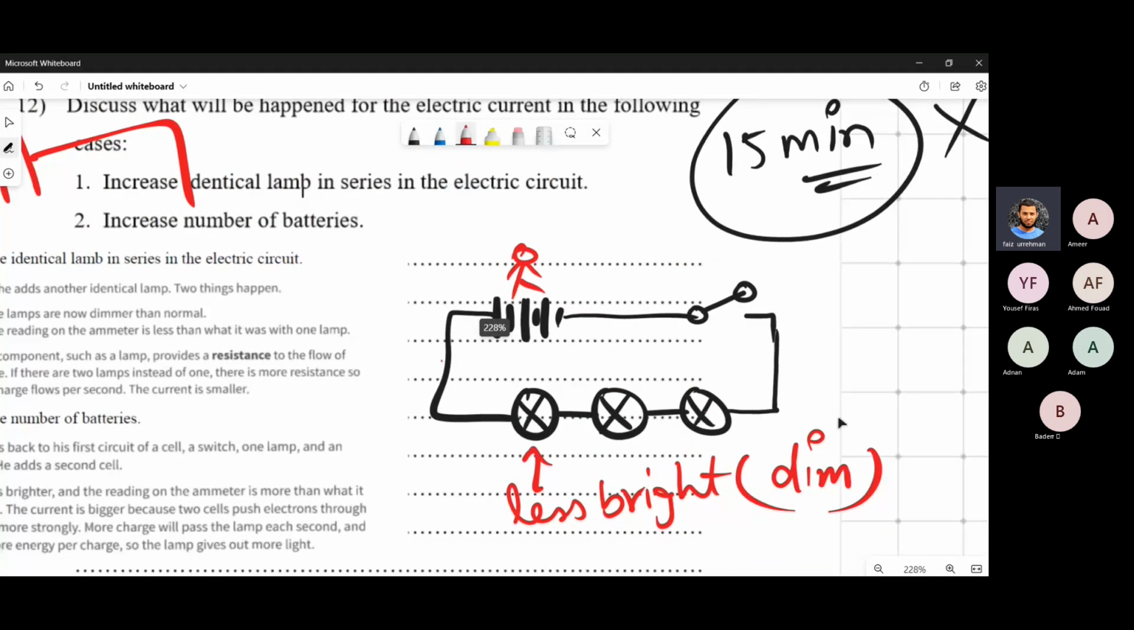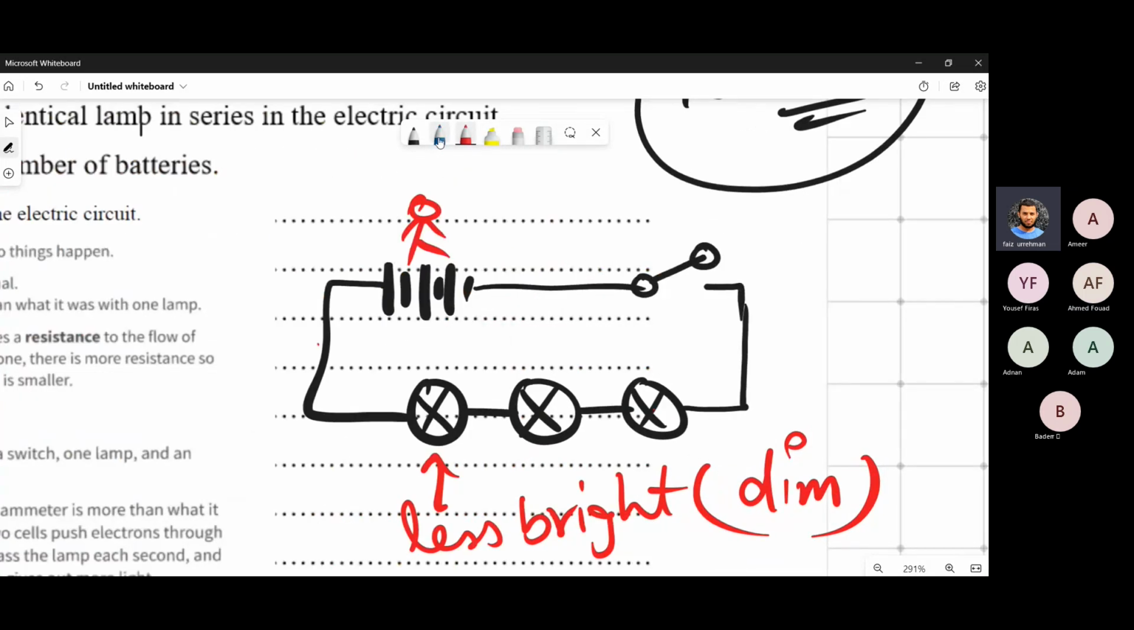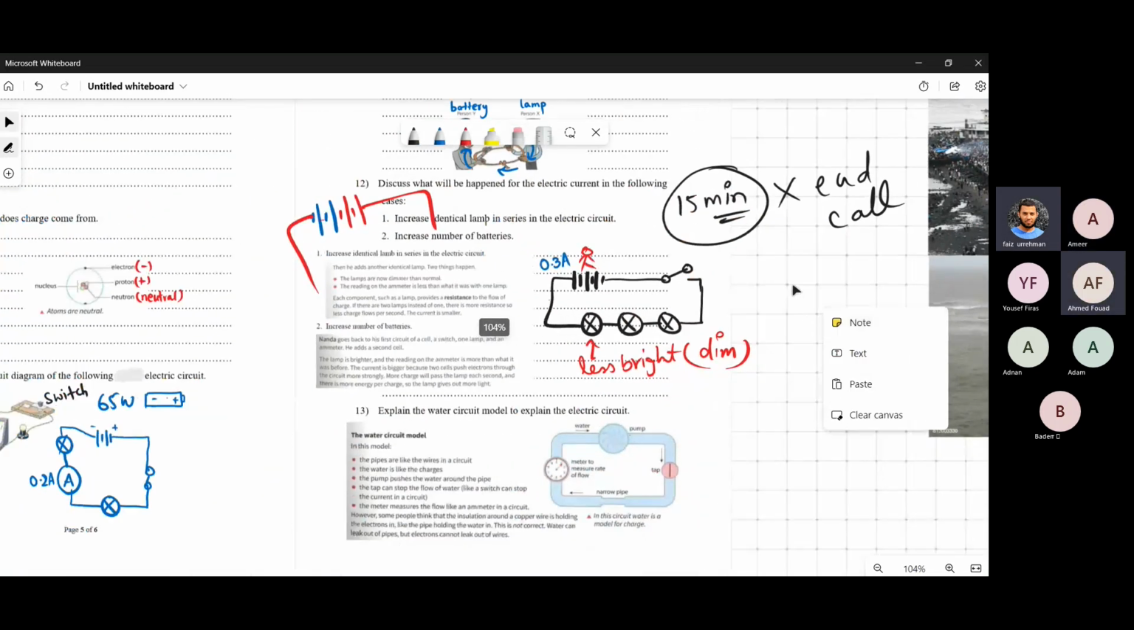Okay, for example, on the cell, if it is written that it is a 0.3 ampere cell battery, and you do not include any lamp, so the reading will be almost 0.3, because some energy will be lost in the wire. Okay, so your ammeter might show 0.299. So that's all for today.